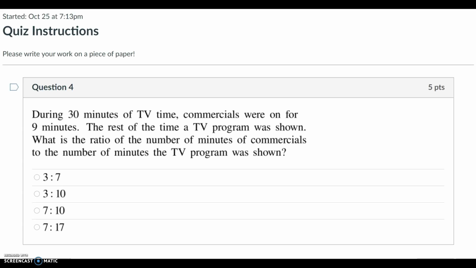Question 4. During 30 minutes of TV time, commercials were on for 9 minutes. The rest of the time a TV program was shown. What is the ratio of the number of minutes of commercials to the number of minutes the TV program was shown? 3 to 7, 3 to 10, 7 to 10, 7 to 17.